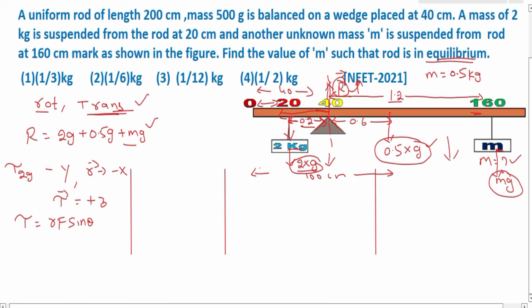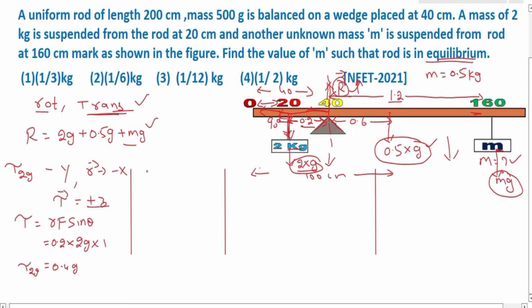Here r bar is like this and f bar is like this, so the angle between these two will be 90 degrees. So r magnitude is 0.2 into f is 2g into sin 90, that is 1, that is equal to the torque due to the 2g force, which will be 0.4g, acting along the positive z axis.